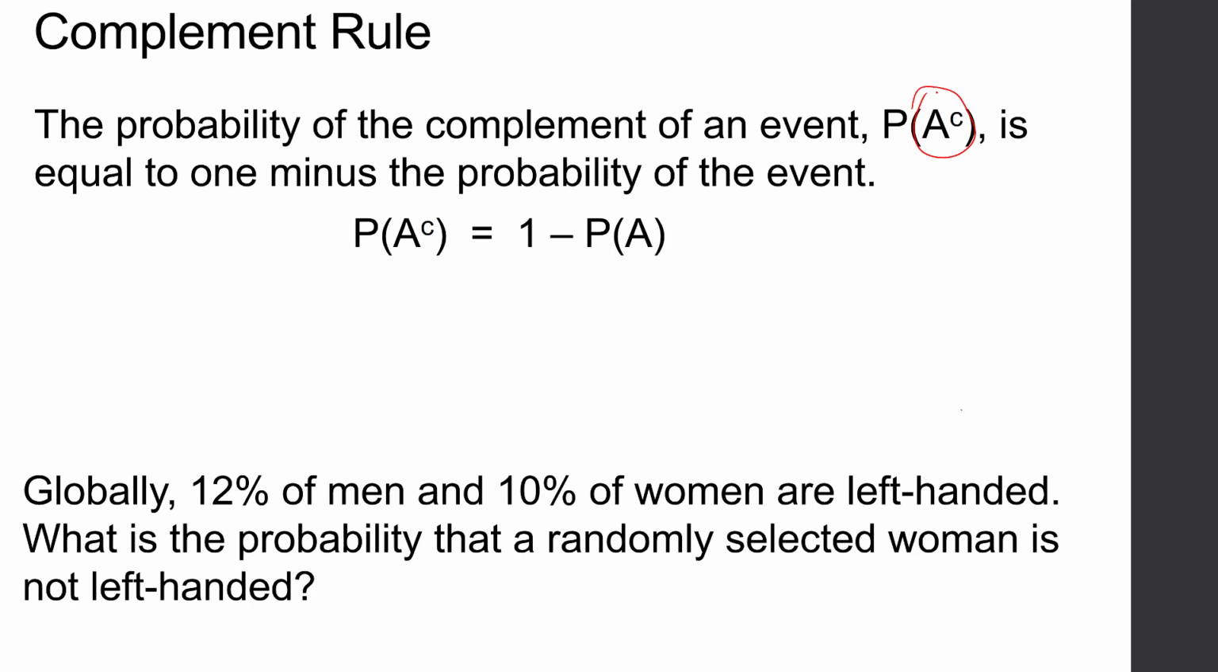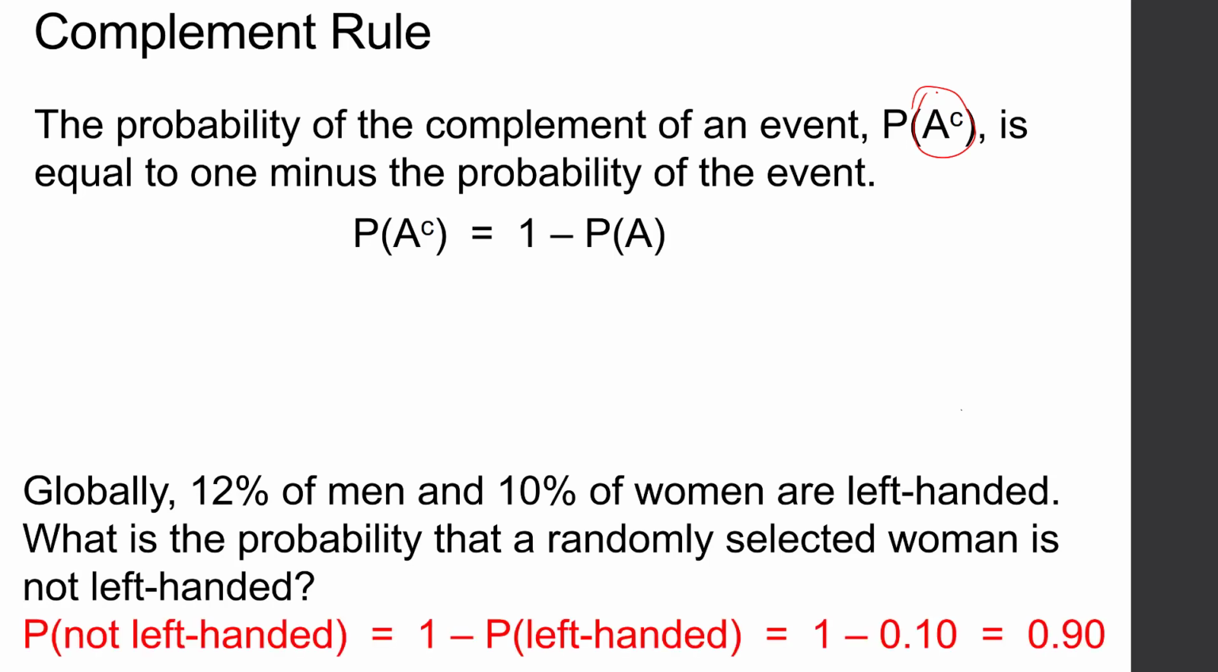All right, so for example, globally 12% of men and 10% of women are left-handed. What's the probability that a randomly selected woman is not left-handed? Well, clearly if 10% of women are left-handed, 90% are not left-handed, okay? But let's just work on our rule because remember I said later it might seem like it's hiding in plain sight and it might not be so obvious. All right, so the probability of not being left-handed is 1 minus the probability of being left-handed, which is 1 minus 0.1, which is 0.9.